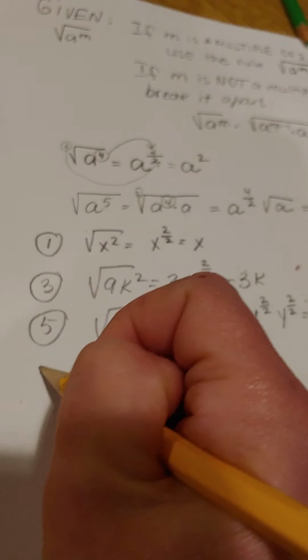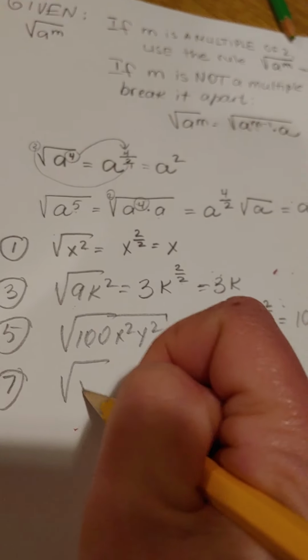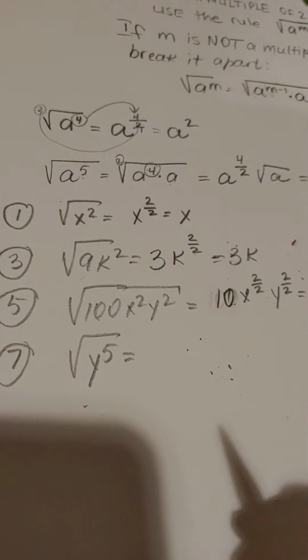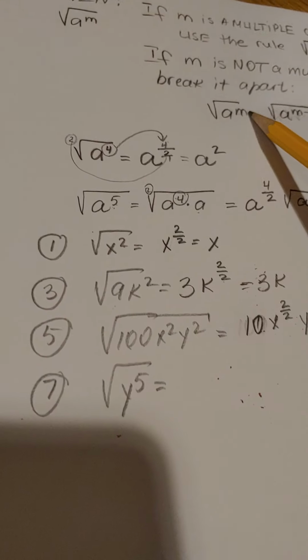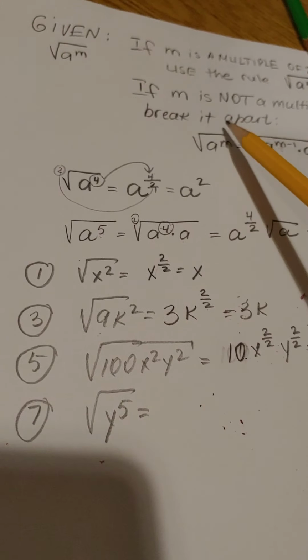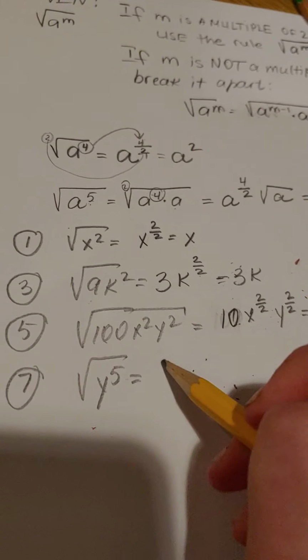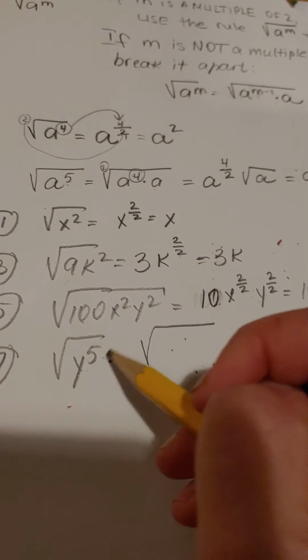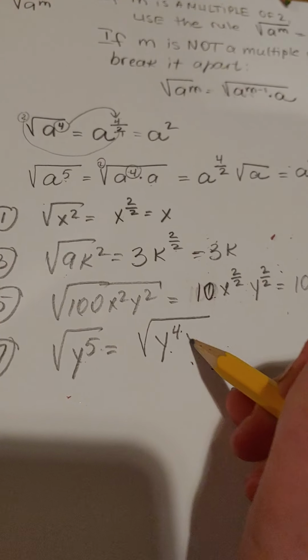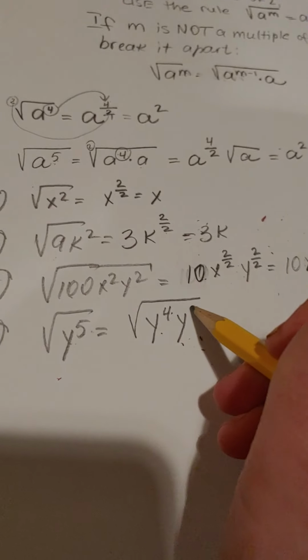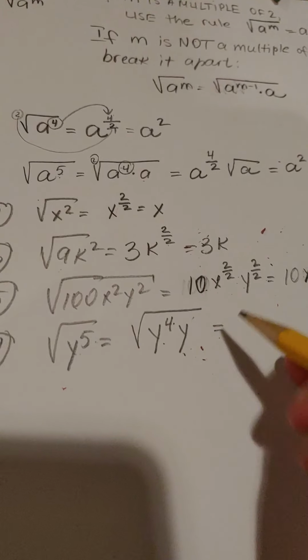That's the answer. Number 7, square root of y to the 5th power. So now we're dealing with this situation when m is not a multiple of 2 because 5 is not a multiple of 2. So we're going to break this apart. Y to the 5th power is actually y to the 4th times y to the 1st. We're just skipping the 1. We know that it's 1.